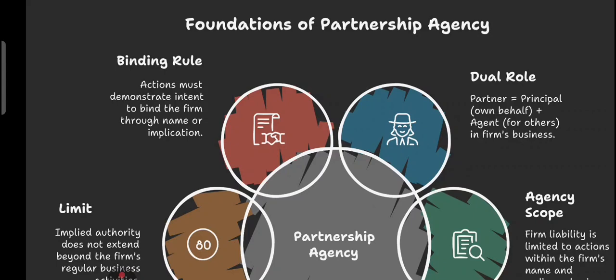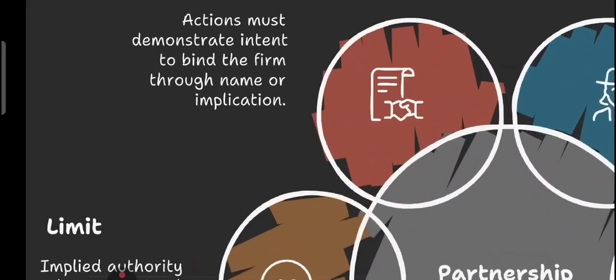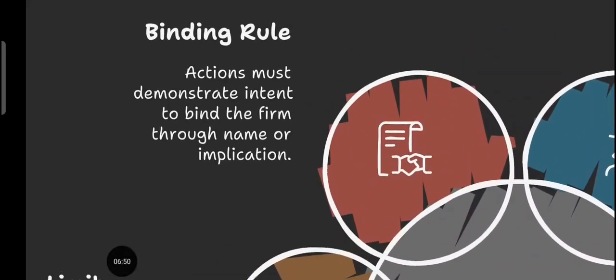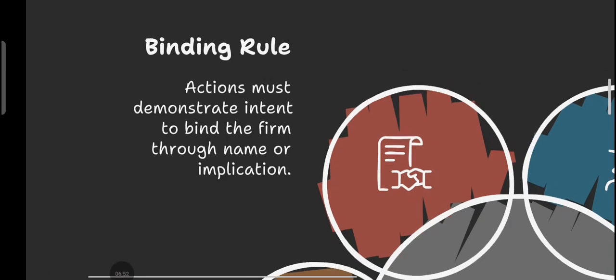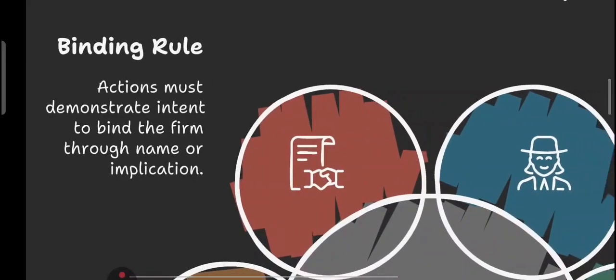So let's look at the key aspects that define partnership agency. First of all, we have binding rule. What is the meaning of binding rule? बाइंडिंग रूल का मीनिंग क्या होता है? Any action taken by a partner must demonstrate the intent to bind the firm. This means the action should either be explicitly stated or implied through the firm name or business activity. इसका मतलब ये होता है कि कोई भी एक्शन जो पार्टनर लेंगे, वो इंटेंट को डिस्क्राइब करेगा, डिमॉन्स्ट्रेट करेगा क्या इंटेंट है. This means the action should either be explicitly stated, या फर्म के नाम पे या बिजनेस एक्टिविटी पे इम्प्लाइड किया जाएगा. So action must be demonstrated. This is called binding rule.